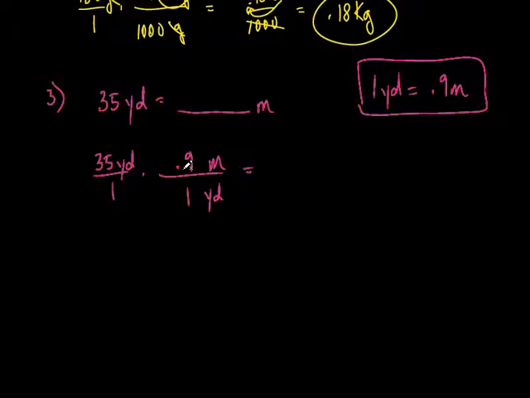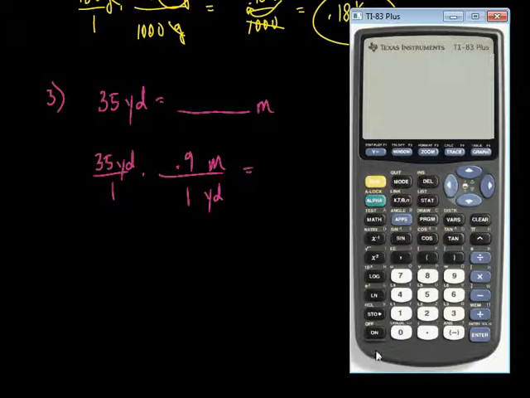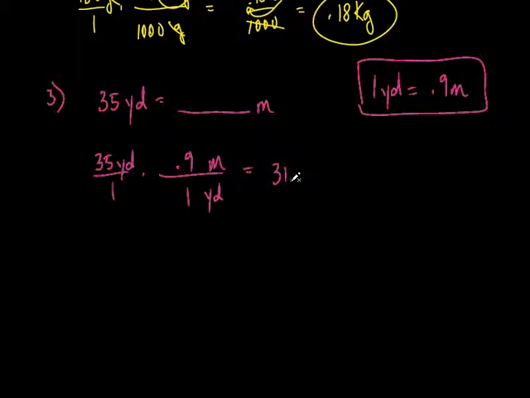Somebody have a calculator out real quick. 35 times... Actually, I have one. I'll just use mine. 35 times 0.9, and that's 31.5. So it's 31.5. Look what happened. The yards canceled out. What was I left with? Meters. Thanks for paying attention. So it's 31.5 meters. We didn't mention inches one time in this whole problem.